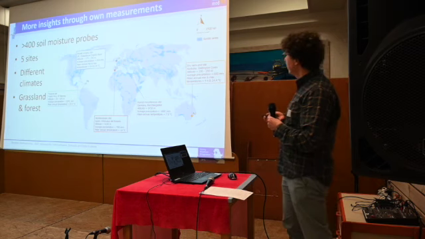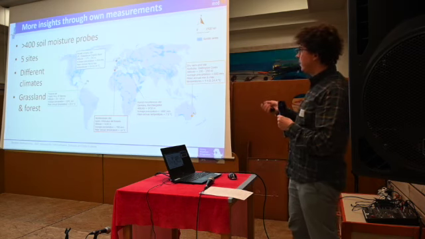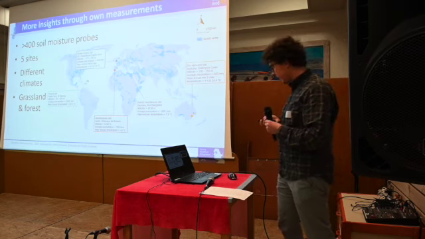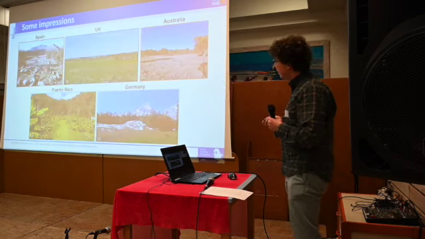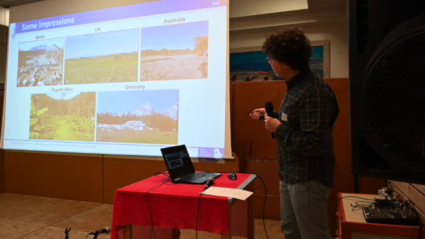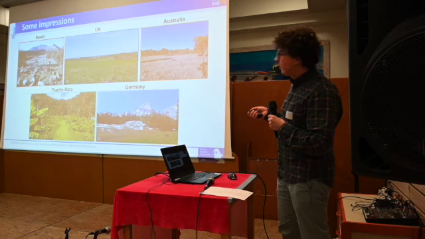And I will show you later how we did this and how we spread these 500 soil moisture probes in these different regions. But first I want to show you how they actually look. So this is our Spanish site. And somewhere between those rocks you will find our probes, close to this little tree. And in this forest we have our forest plot.